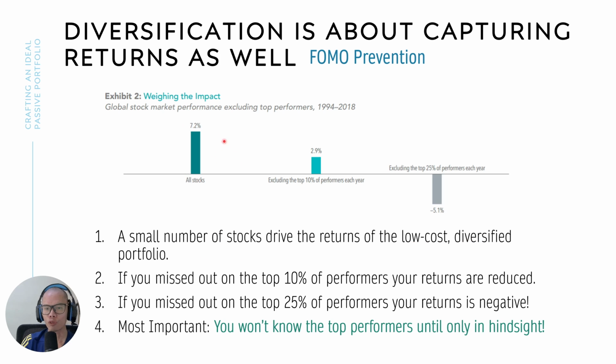As you can see, if we include everything in the index, the returns are about 7.2% a year. Now, if you remove the top 10% performers each year, not the top 10 biggest companies, but the top performers, your returns drop to 2.9% if you buy and hold, okay, if you leave them out. If you exclude the top 25% of the performers, your returns go negative.